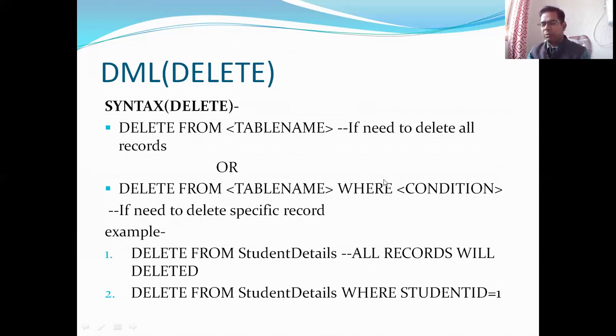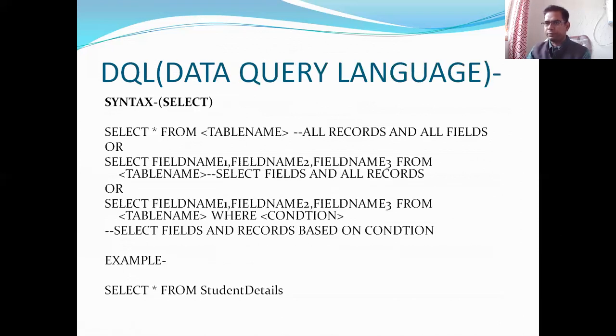Otherwise, if you want to specify a condition, then DELETE FROM table name WHERE condition, whatever condition we can pass. Example: delete from students will delete all the records, and delete from student details where student ID is equal to 1. So this is the way.